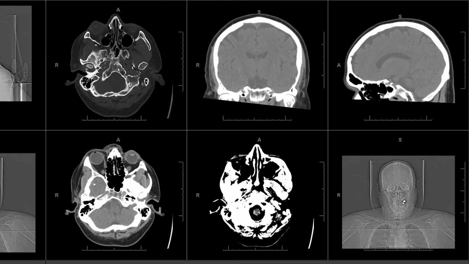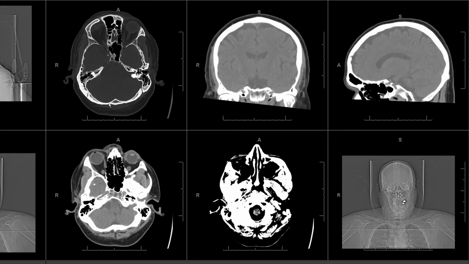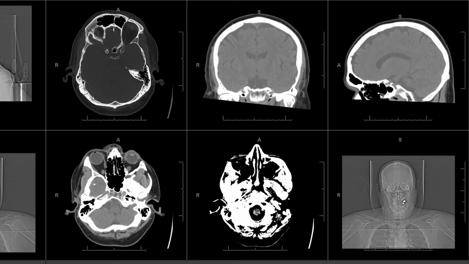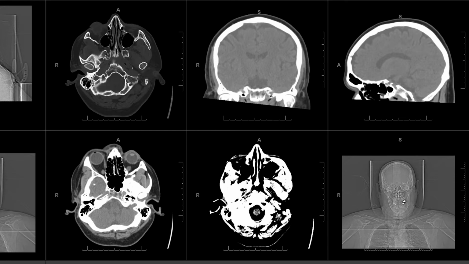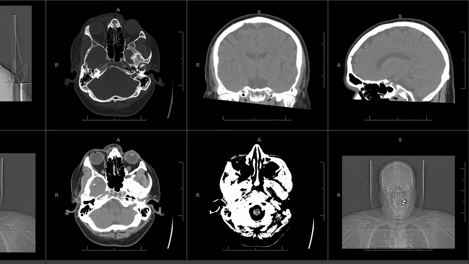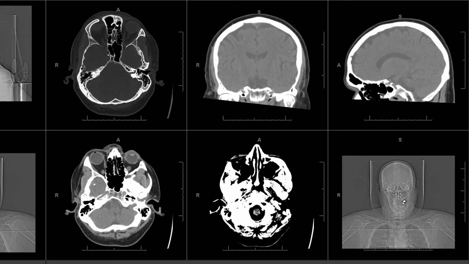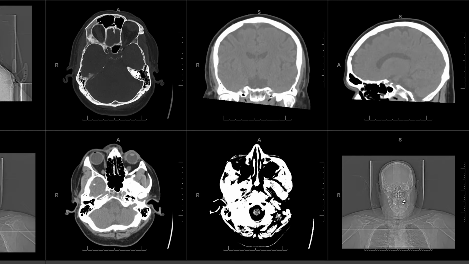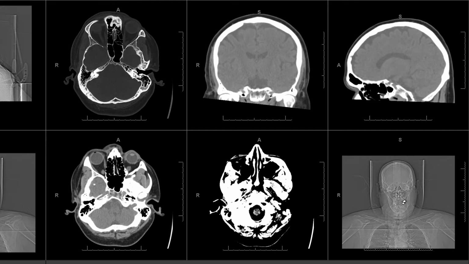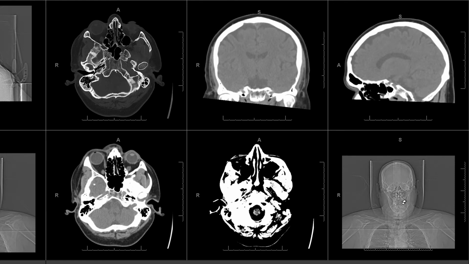For looking at the bones, look at the calvarium, skull, then look at the mastoid air cells, the middle ear, where we can see the ossicles. Remember, this is not a dedicated temporal bone CT, but we can still see much of the middle ear and inner ear anatomy. Petrous apex. This patient happens to have a pneumatized petrous apex on the left, which is a normal variant.